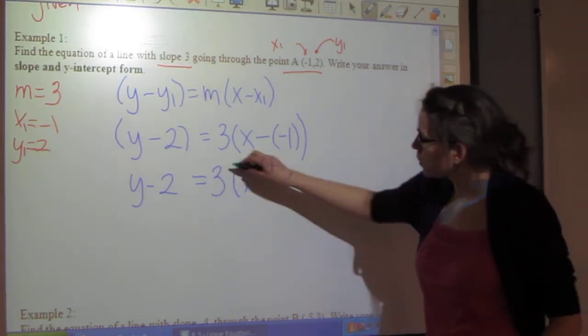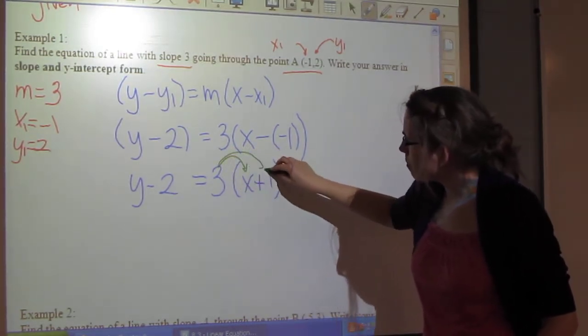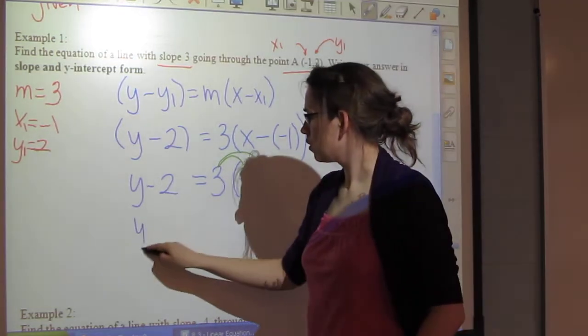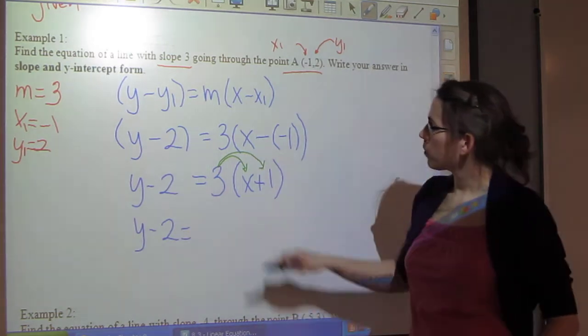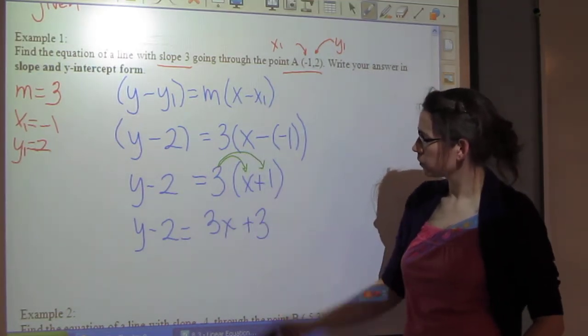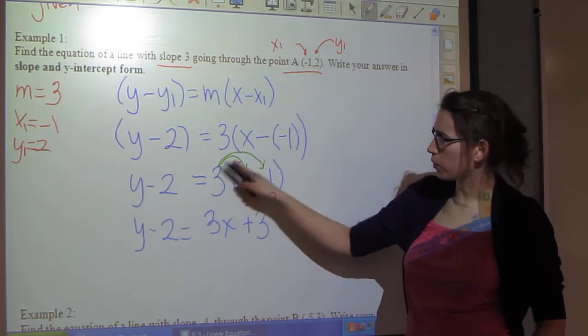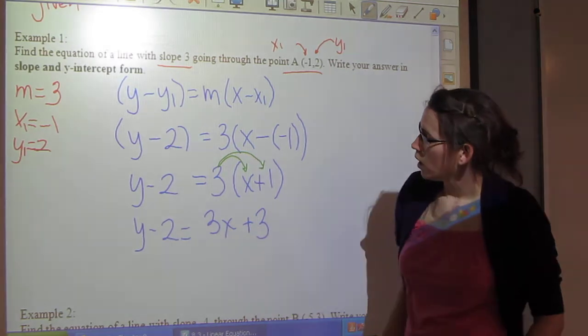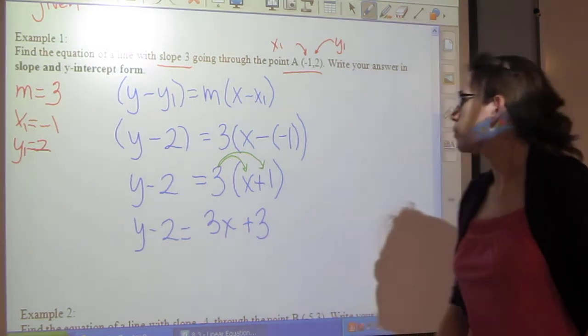From here, what I want to do is multiply this 3 through both of the terms inside that bracket. Y minus 2 is equal to 3x plus 3. Not 3x plus 1, but 3x plus 3, because that 3 gets multiplied through the 1 as well. Now we have y minus 2 is equal to 3x plus 3.